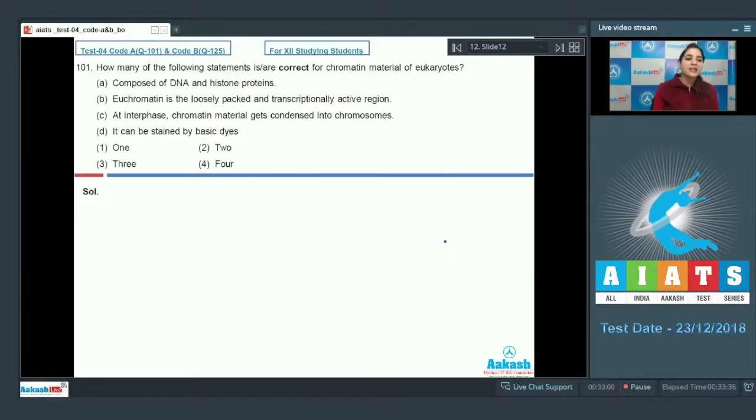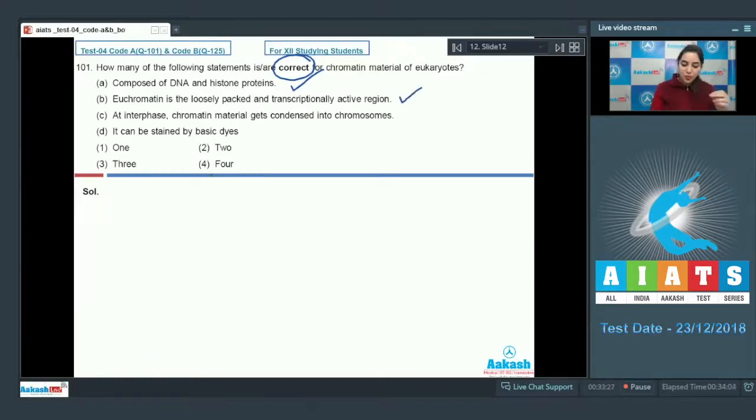The question here says, how many of the following statements is or are correct for chromatin material of eukaryotes? So we have to figure out the correct choice. Composed of DNA and histone proteins, very much right. Histones are present for coiling of DNA. Euchromatin is loosely packed and transcriptionally active region, which is also correct.